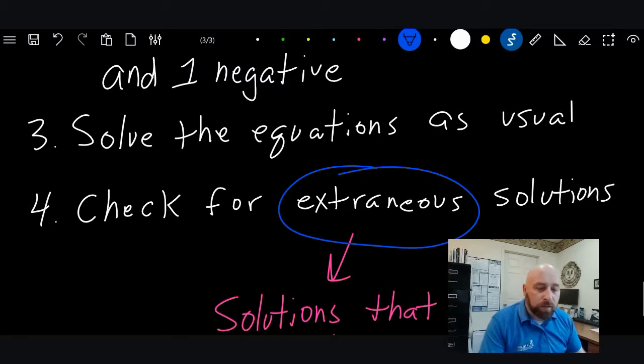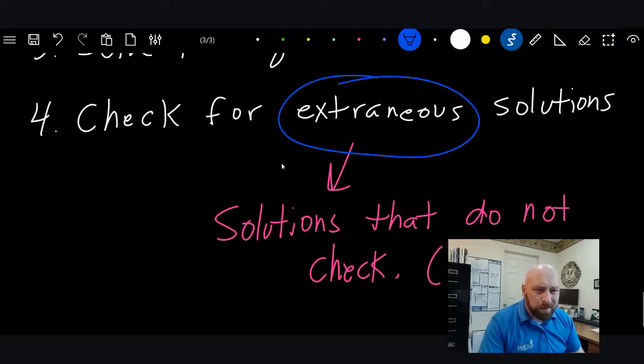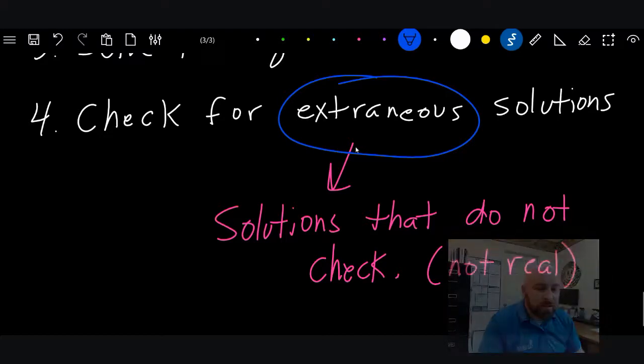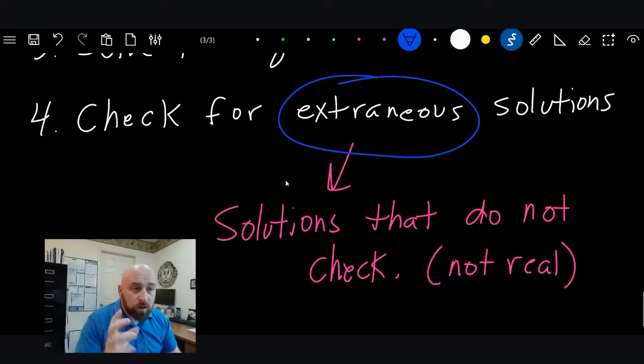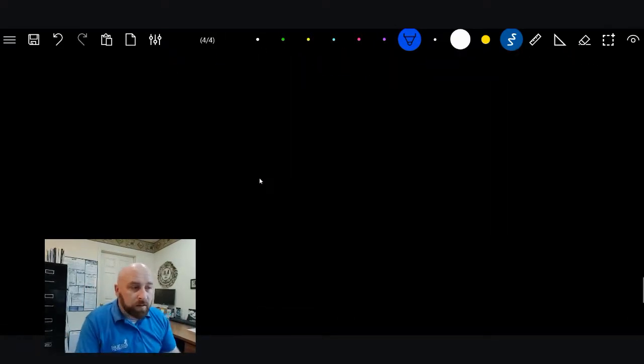That might be a new word for you, extraneous. What does that mean? That means solutions that do not check, not real. They're not really answers. In other words, we can sometimes get a solution, but when we check it, it doesn't work. It doesn't check out. And that's called extraneous. So that would not be part of the solution set, would not be part of our answer. We would withhold that, or you could write it and say extraneous next to it. Okay. All right, so let's look at a couple of these.